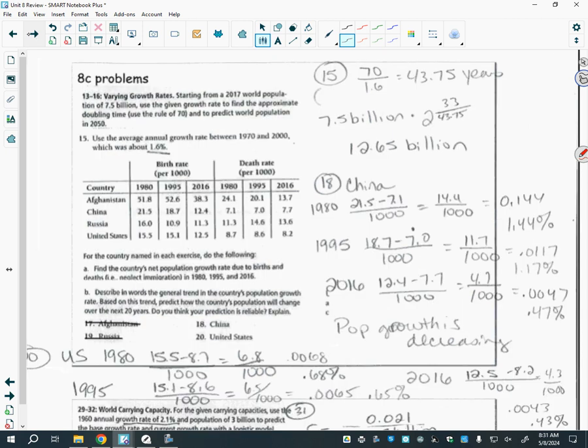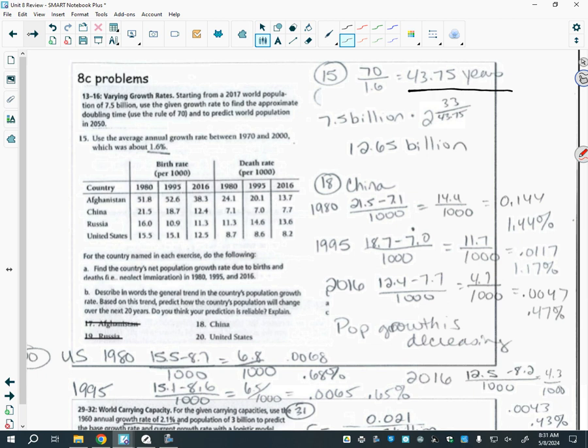All right, 8C. When we talked about 8C, we did some of the same stuff we did in 8B, but the other big thing from 8C is the growth rate, where it's like birth rate minus death rate. That's the other big thing. But number 15 had nothing to do with this chart. The chart was for the ones below it. But number 15, they gave us the population in 2017 was 7.5 billion, and they said, let's use the average growth rate between 1970 and 2000, which was about 1.6%. So it's really just like 51 and 55.